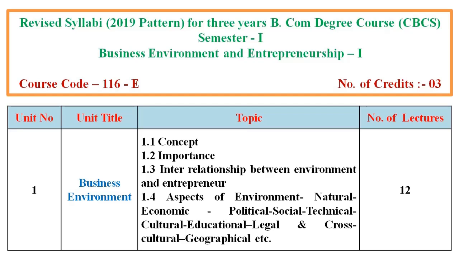CBCS means Choice Based Credit System. Semester first, subject title: Business Environment and Entrepreneurship. Paper first, subject course code 116E. Number of credits given: 03. Before we discuss the syllabus, we will discuss the objectives of the course.